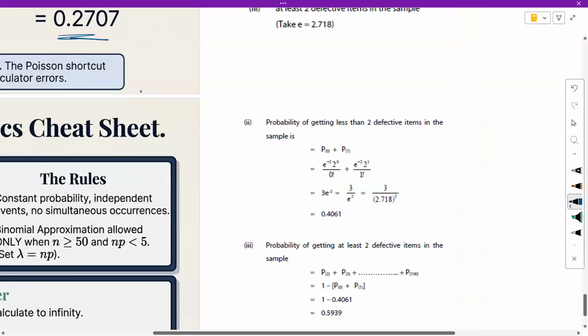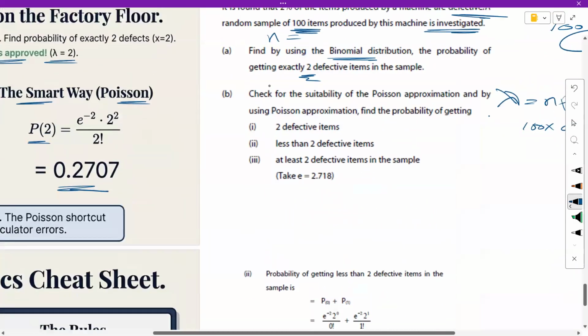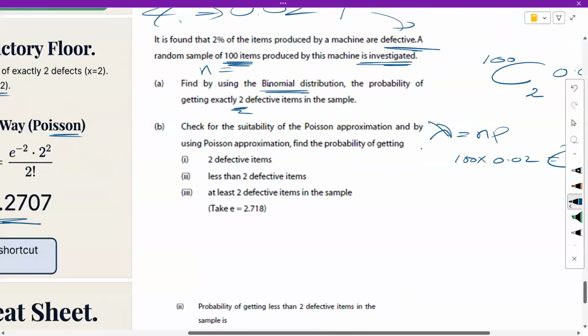Right, then you can check the suitability of the Poisson approximation, and by using Poisson approximation find the probability of getting 2 defective items. Right, 2 defective items we already found using both models. Now let us check less than 2 defective items. Less than 2 defective items is simply probability of 0 plus probability of 1.